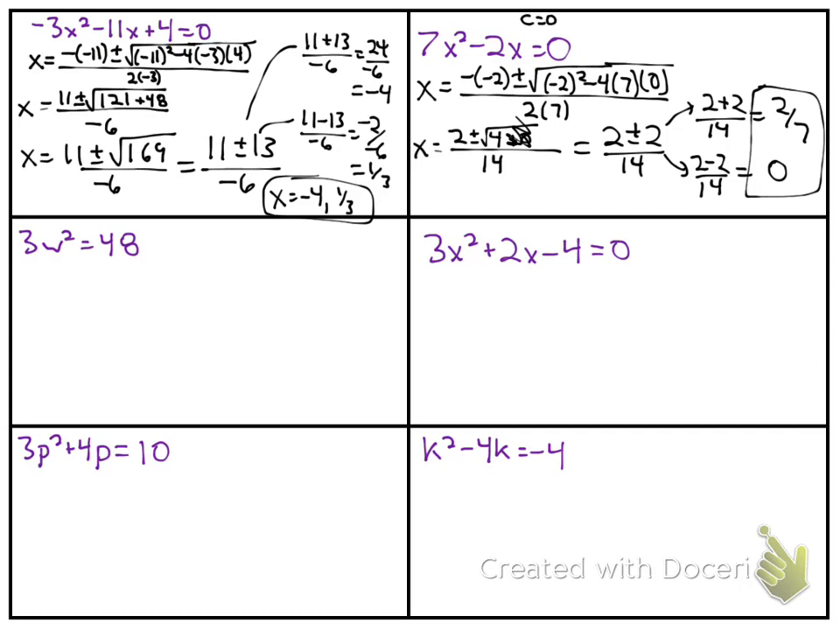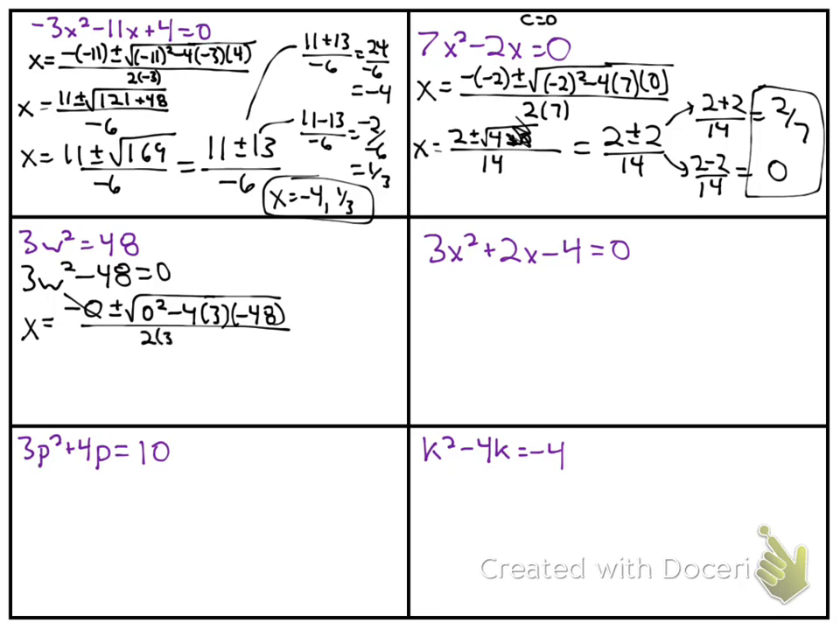In the next problem, if I subtract the 48 over, I have b is 0 in this case. So let's see what that does to our formula. So we start off with negative 0, or just 0, plus or minus 0 squared minus 4 times 3 times negative 48. All of that is over 2 times 3. Now we do have zeros there, but it doesn't get rid of everything. So the 0 in the front's gone, so it's just a plus or minus a radical. That's 0 squared, which is 0.